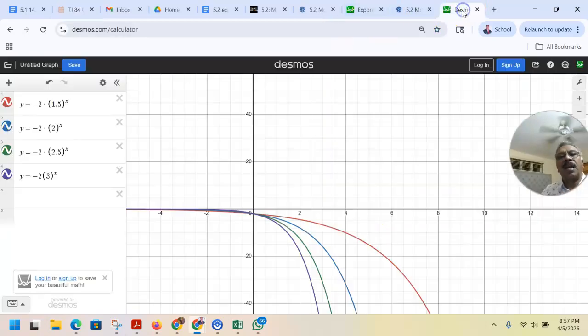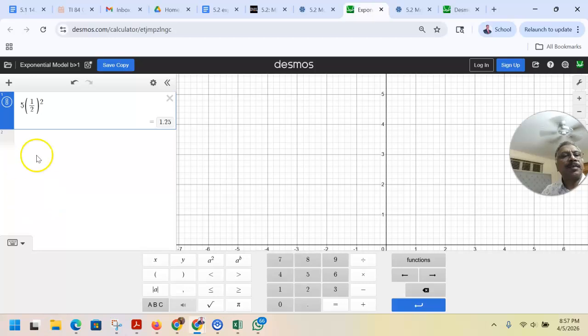Or you can use the Desmos calculator also. So instead of this, I backspace and put a 5, and you get the answer. There it is, 0.156. Hope I made sense. Let's go to the next question.